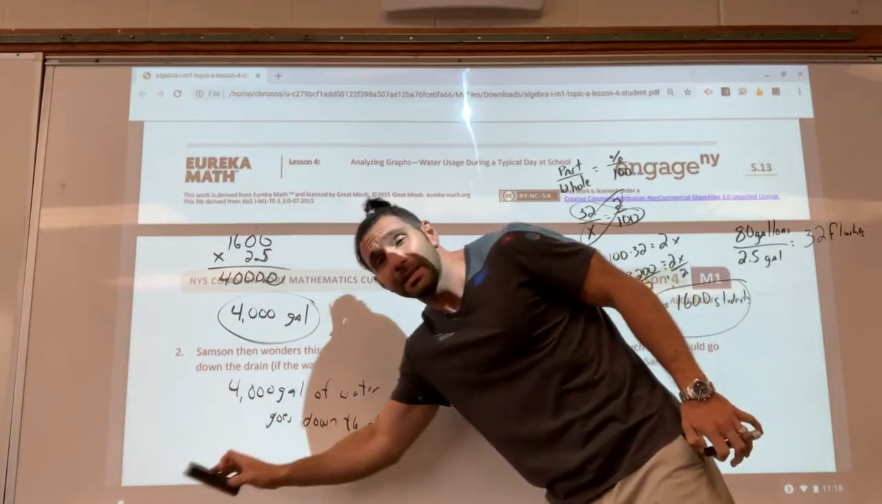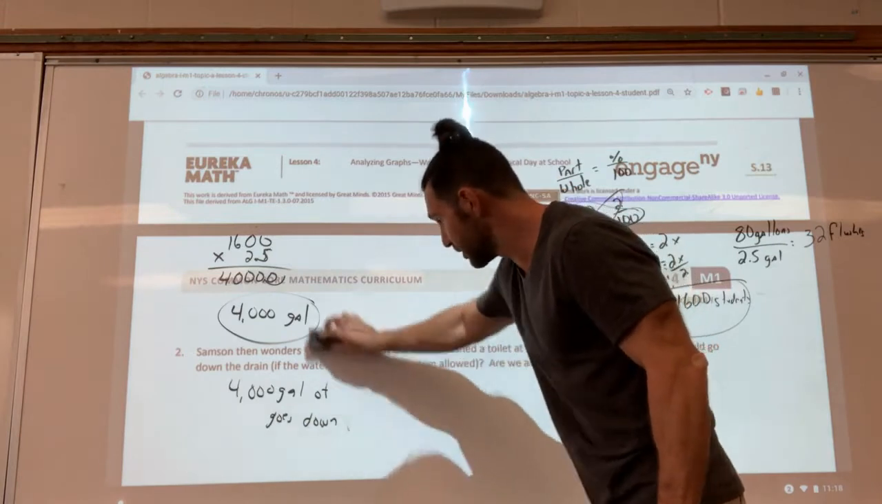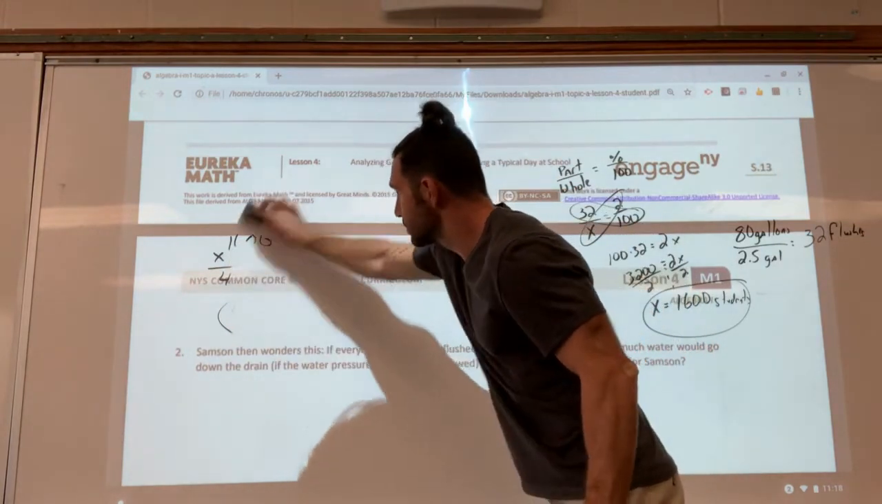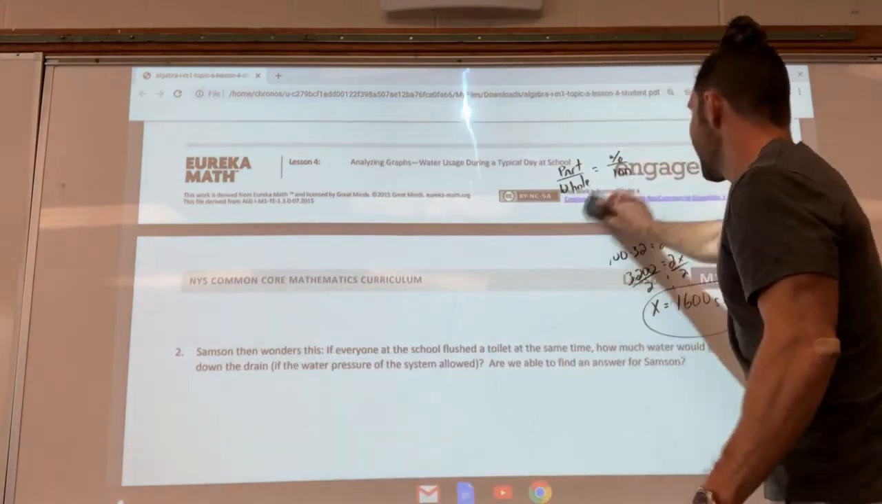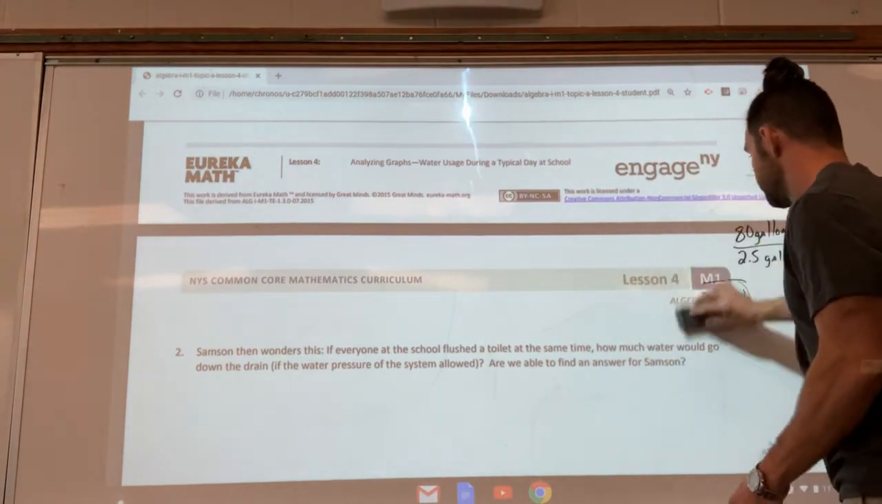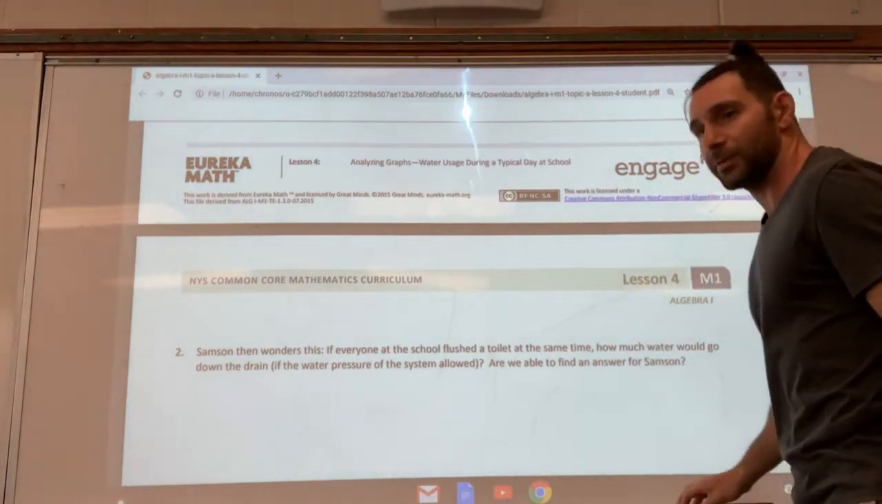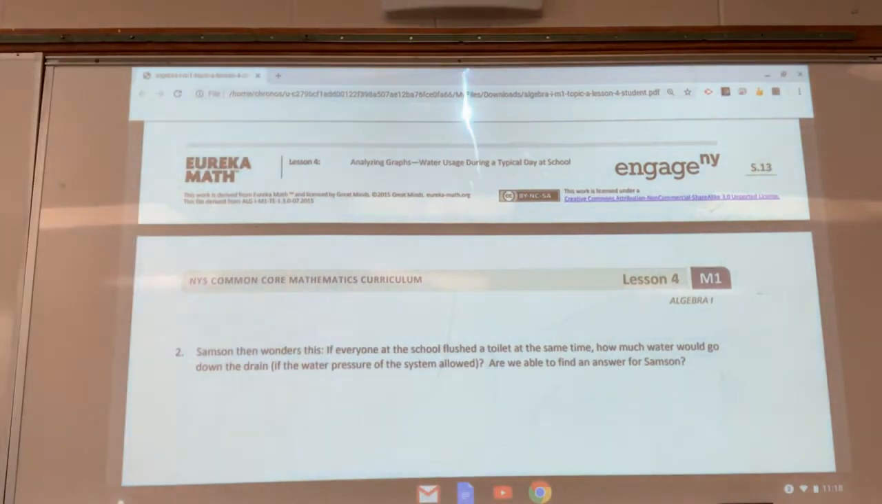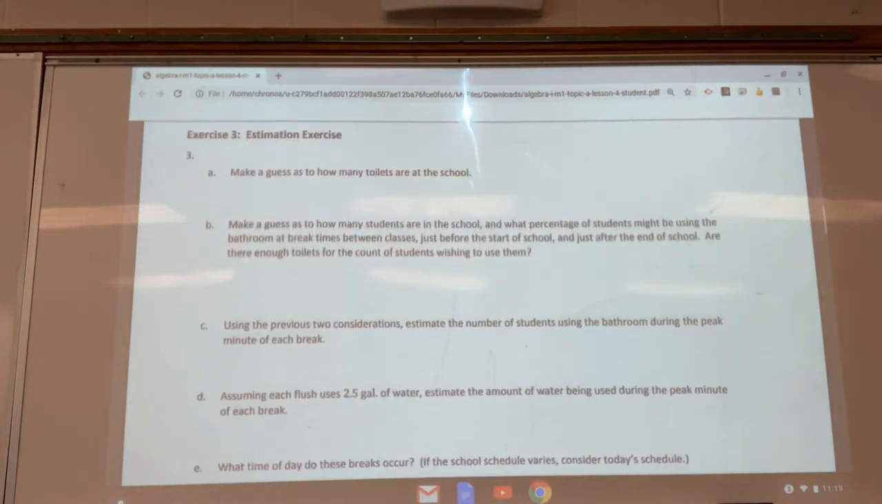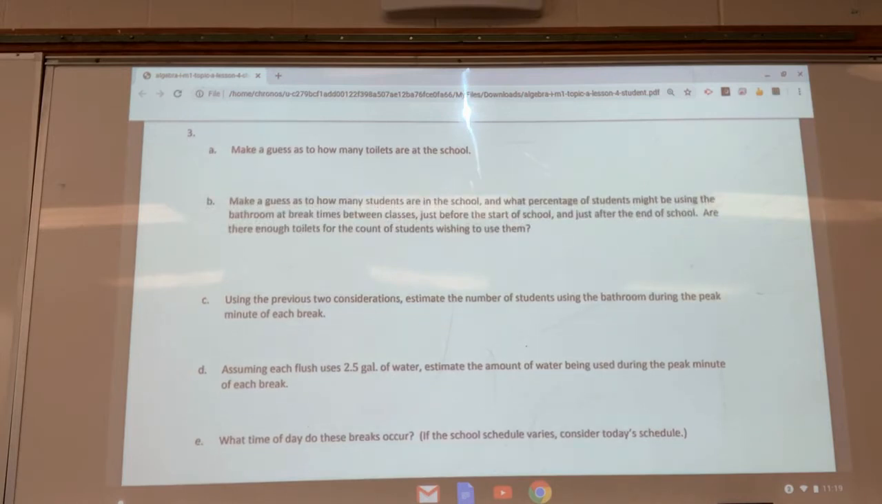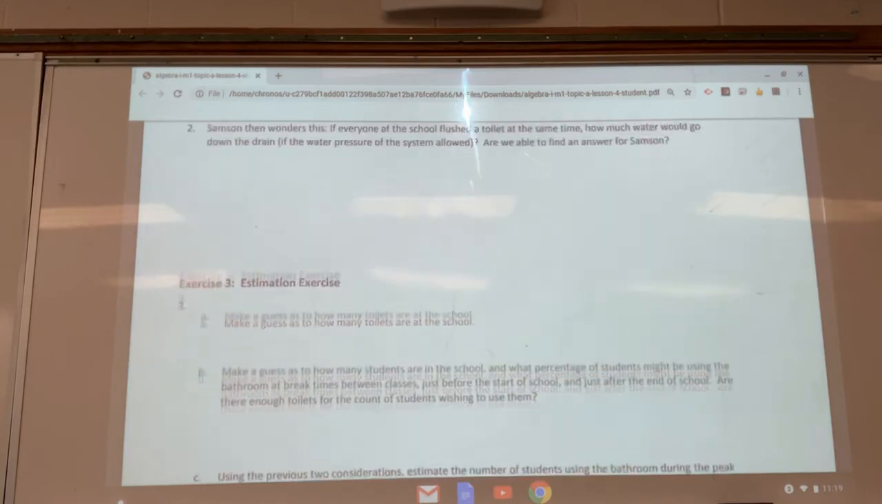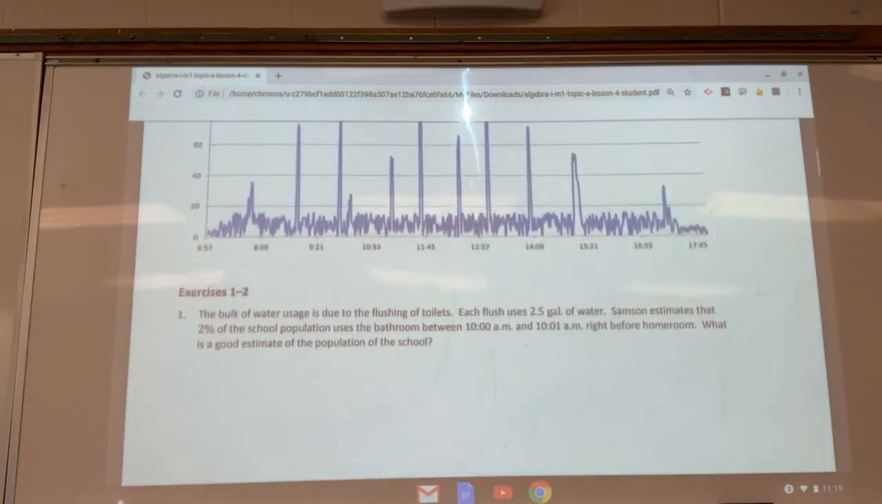Now it's where we get into the guesswork that it becomes a little bit shadier. And yeah, I just used the word shady. That's right. Math can be shady too. Anytime that we are guessing or making a hypothesis is where that guesswork can become troubling. Make a guess as to how many toilets are at the school. Well, sure, make a guess.